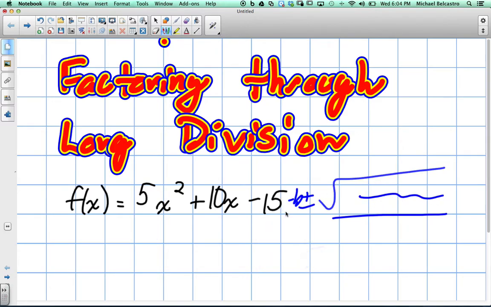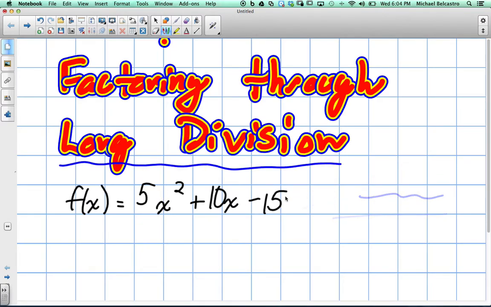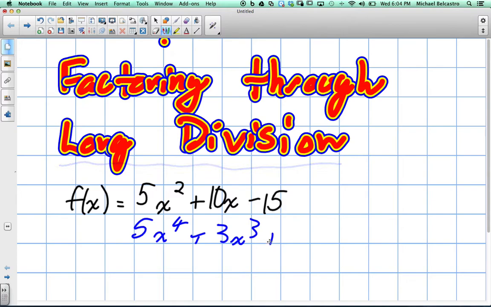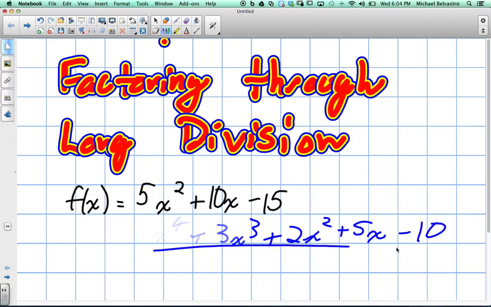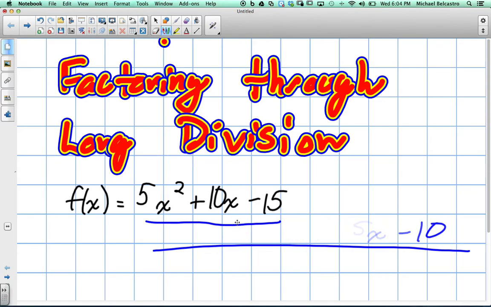I'm going to show you another one. This is usually done by long division. It's usually used for large polynomials, something like 5x^4 plus 3x^3 plus 2x^2 plus 5x minus 15, or minus 10, a huge one like that. They usually use long division. But long division can technically be used to factor a quadratic, okay?